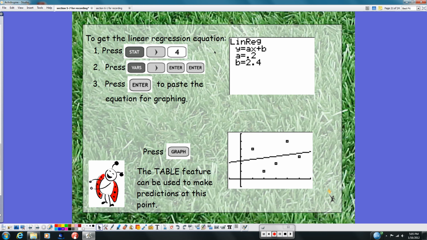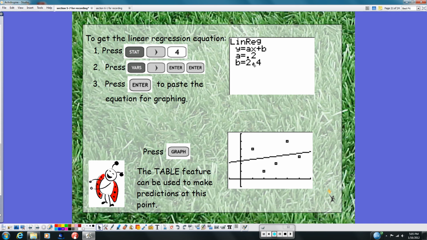Now, we can also get the calculator to come up with a linear regression for us. This is a line of best fit. To do that, we're going to press stat, over, and the number 4. Then we're going to press VARS, over, enter, enter, and then press enter to paste the equation for graphing. This time when we press graph, we'll have our equation graphed with our scatter plot. And again, this would give us our equation.